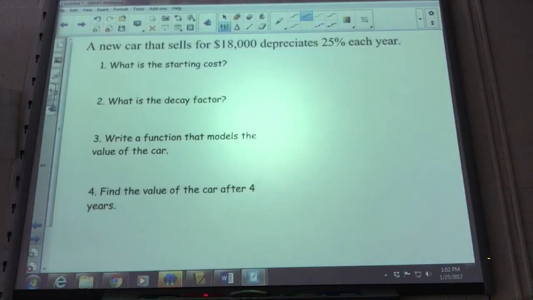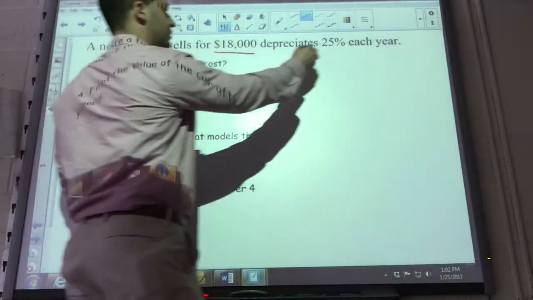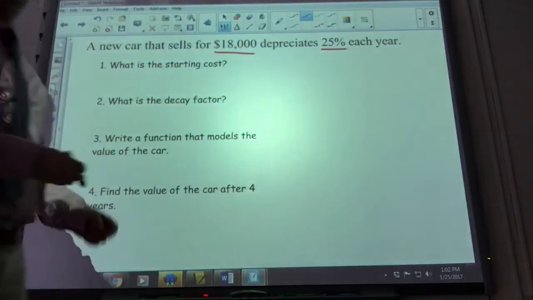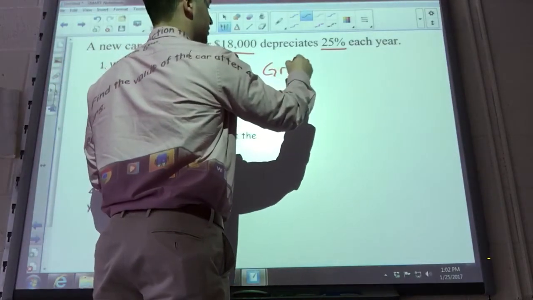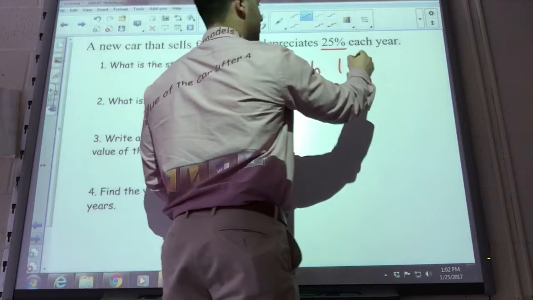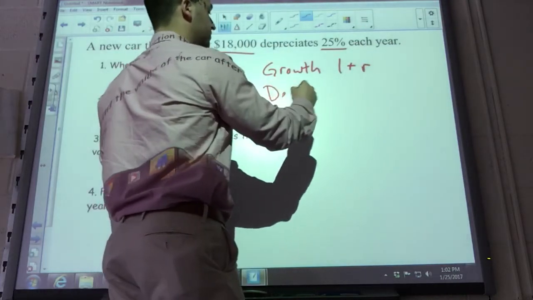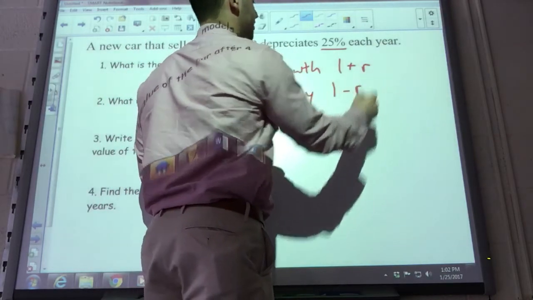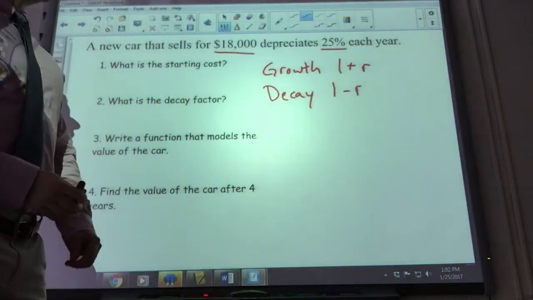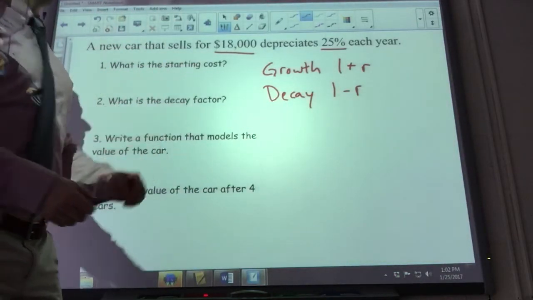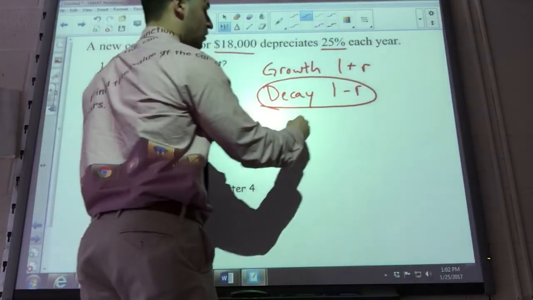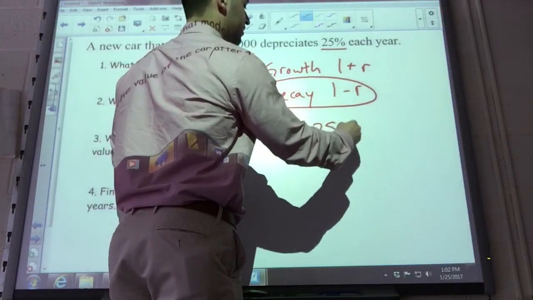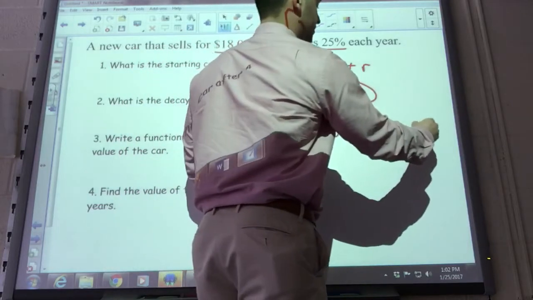Onward. So, in the next problem, we're talking about a car that sells for $18,000 and depreciates by 25% each year. This is one where you'd have to use the rate formula. It's either going to be 1 plus R or 1 minus R. In this problem, we're talking about depreciates, which means it's going to go down, so it's going to be a decay. Our rate is going to be 25% into a decimal.